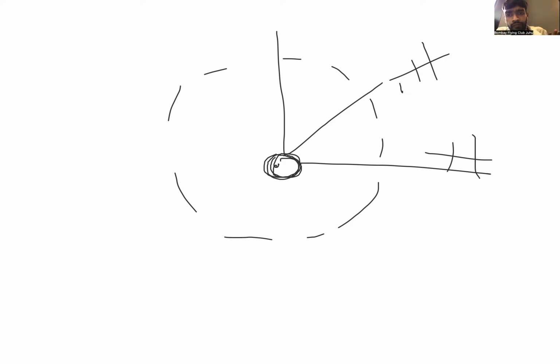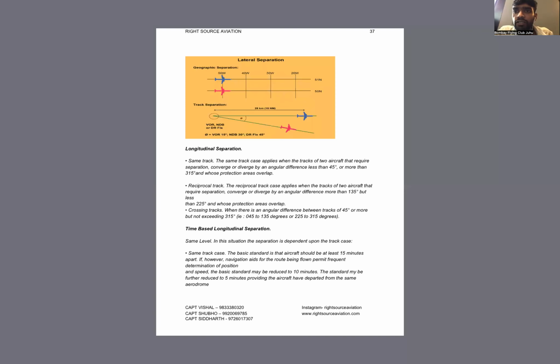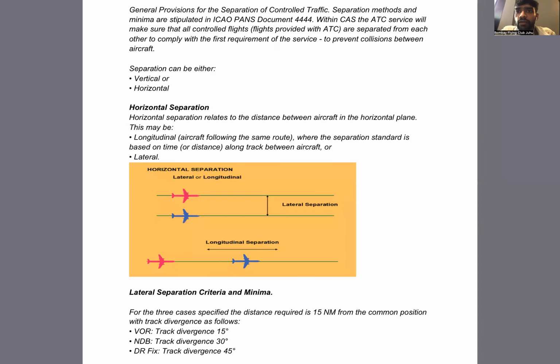Okay, one thing clear. Now the horizontal traffic separation that we studied can be of two types.